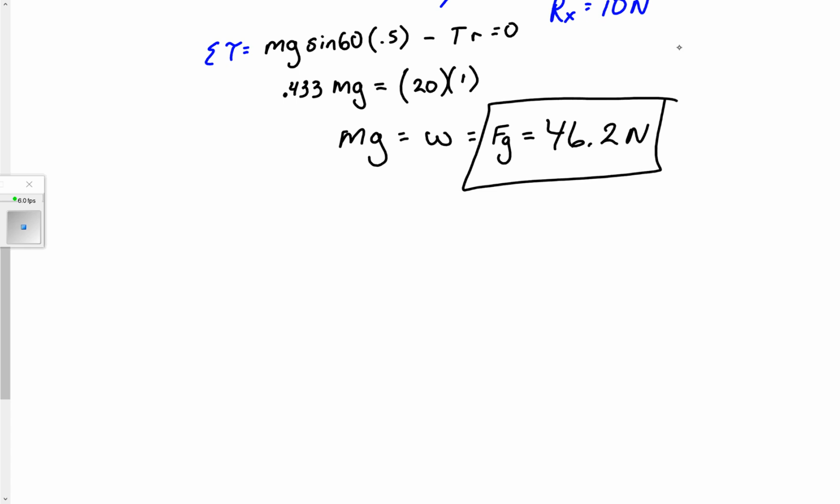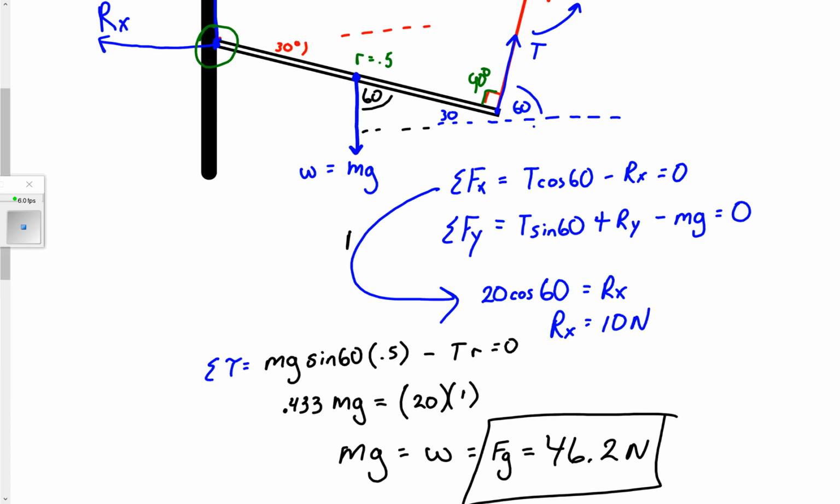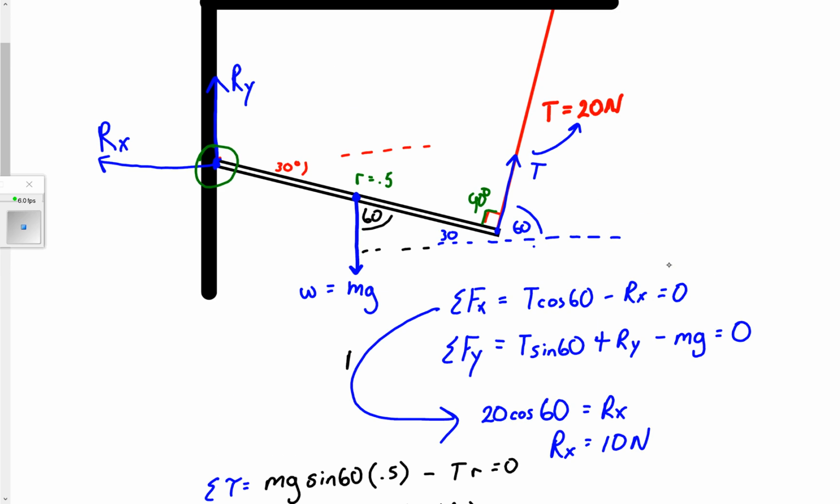There is the weight of my rod, guys. And also, if I wanted to know what Ry was at this point, I know T. I now know that mg is 46. I could plug back in, and I could find my reaction force Y. Anyway, guys, that was kind of a cool problem, so thanks for watching.